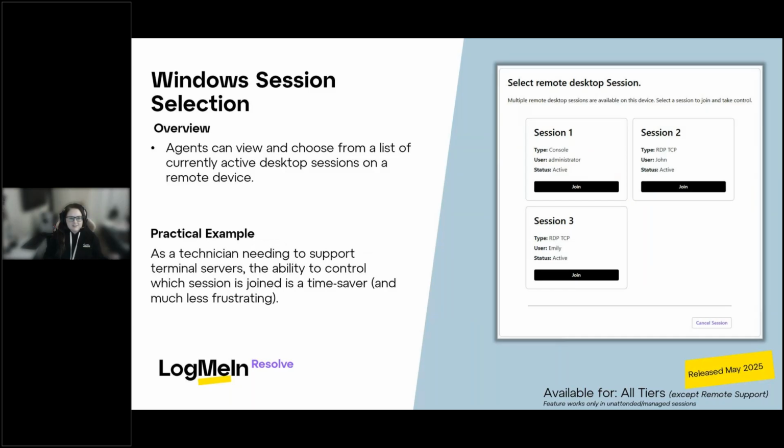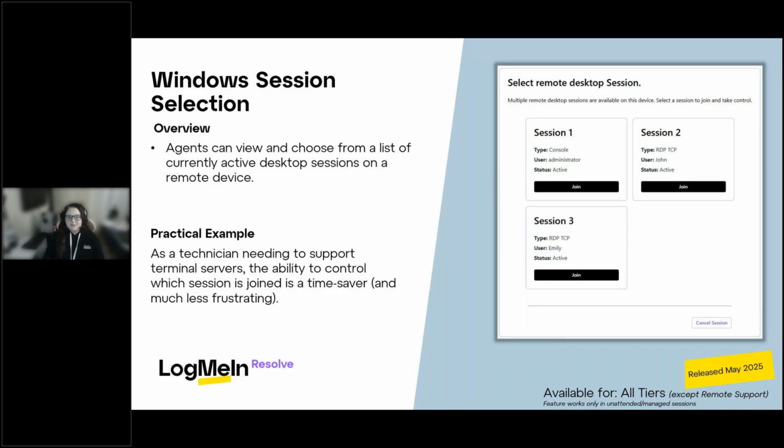And the last big one for May is the Windows session selection. So when you're remoting in, you can now view the active desktop sessions that are running on that remote device. And this is especially useful if you're supporting terminal servers. This will let you, as you can see, specify which session you want to join and control. So it's not a guessing game. We can very specifically state which session we want to join. And that, again, is another May release.